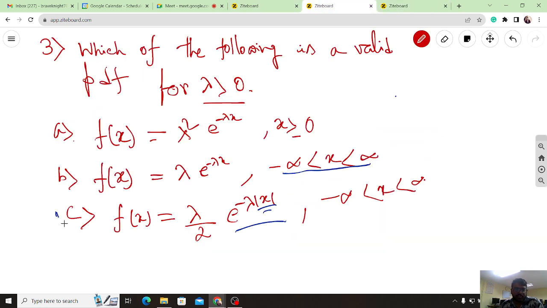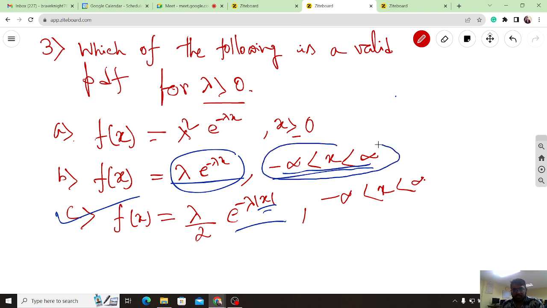So option C is the right answer. And this is a function that stays from minus infinity to plus infinity. So basically this is not integrable within the range minus infinity to infinity.